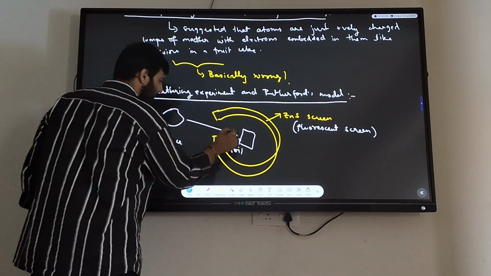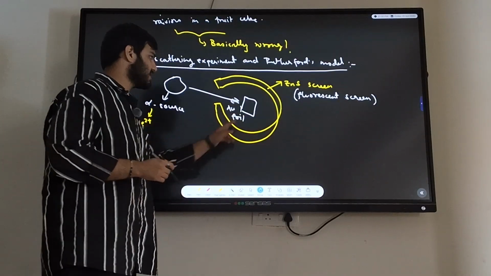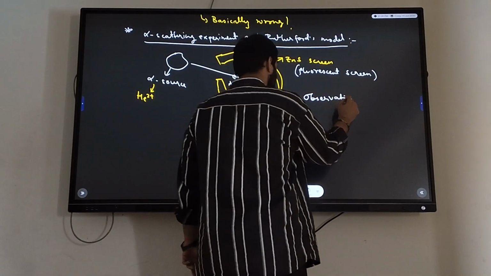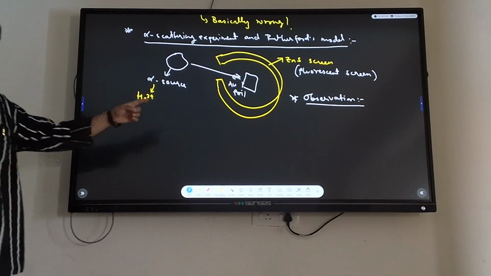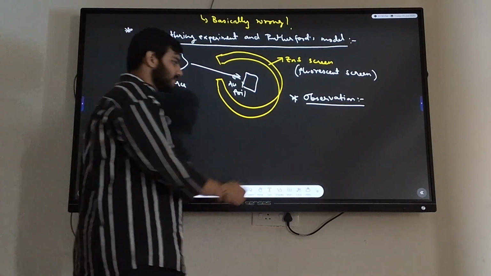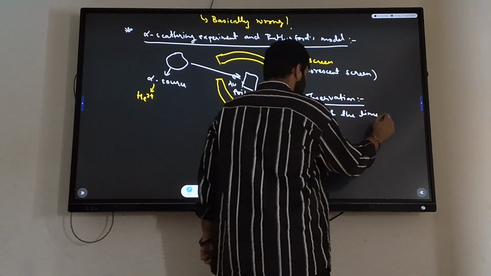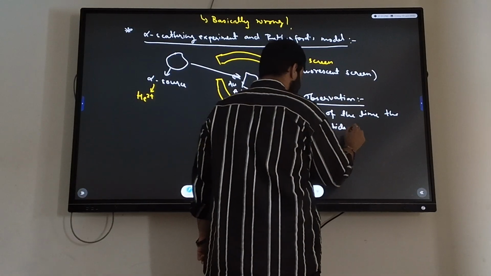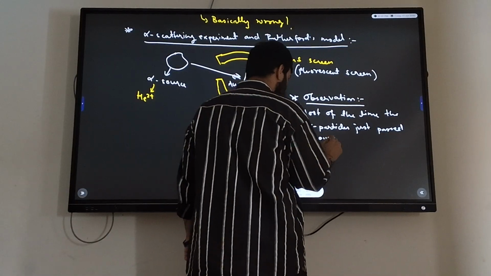The particle bombards here, and I'm not writing anything more than this. I'm just writing the observations. One of the things we observed was that most of the time the alpha particles just passed through the foil.